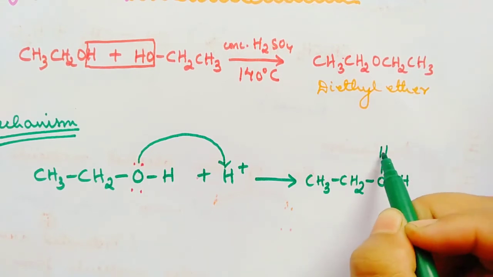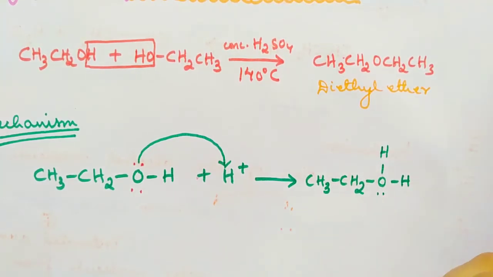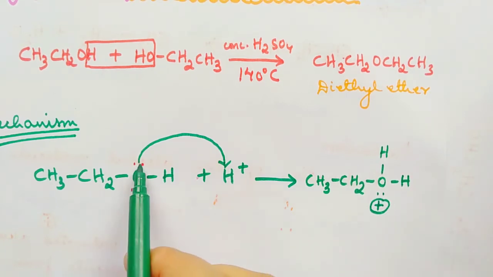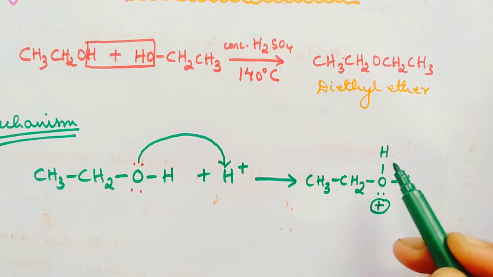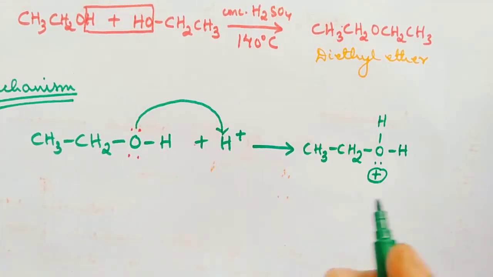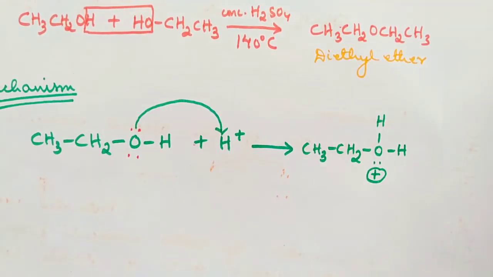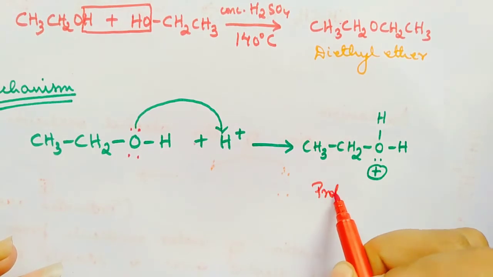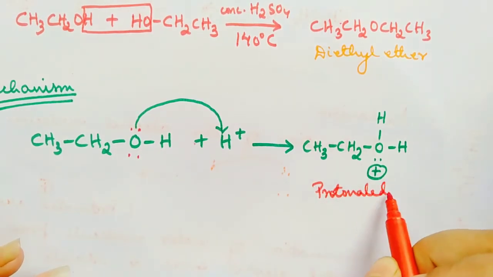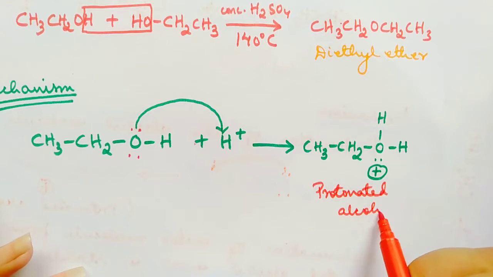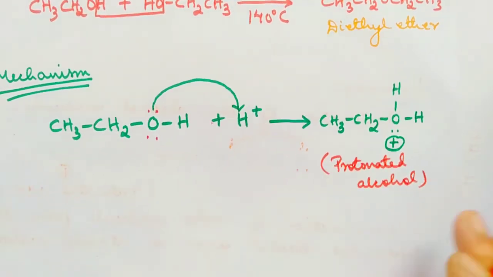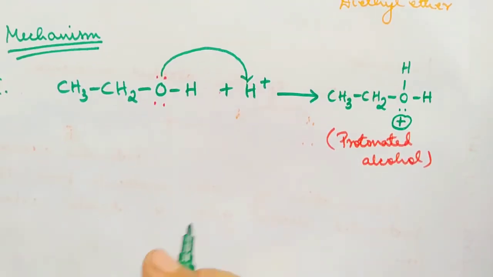So now here we have only one lone pair and a positive charge, because two of the electrons are involved in the formation of this bond. Okay, what is this? This is a protonated alcohol. This is your first step. Now we come to the second step.